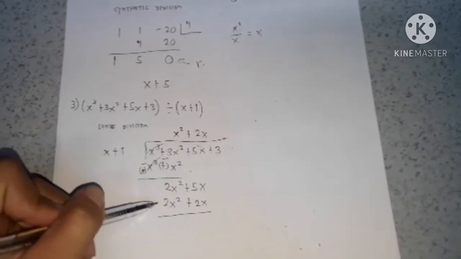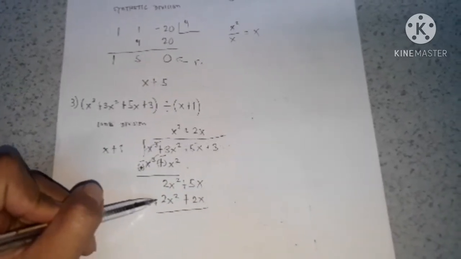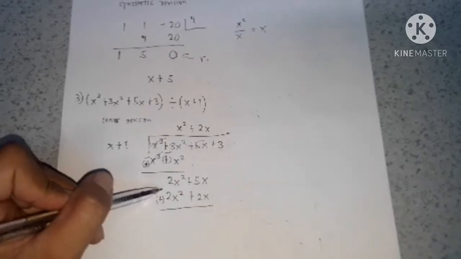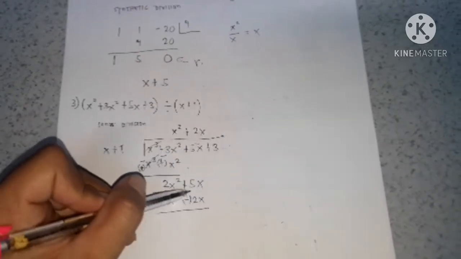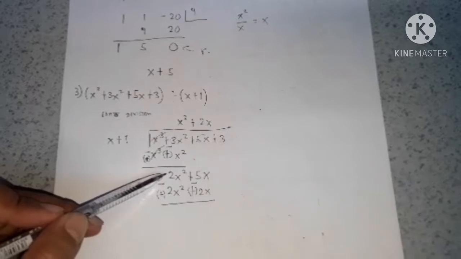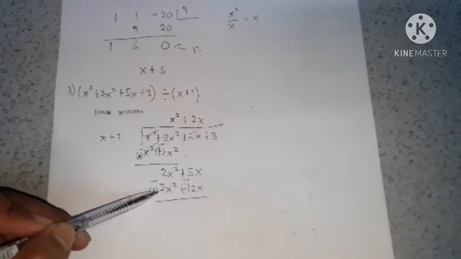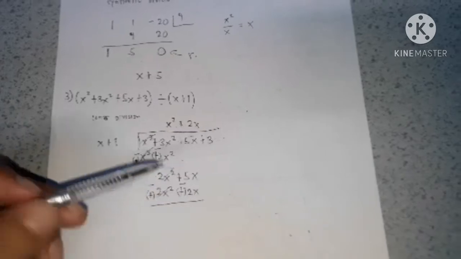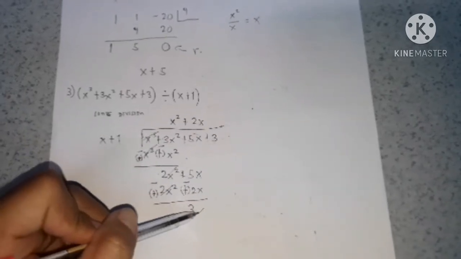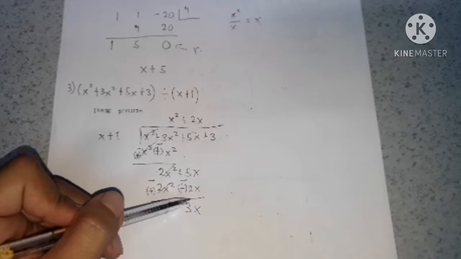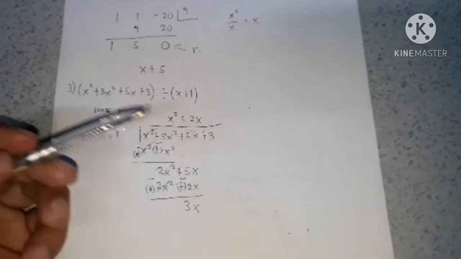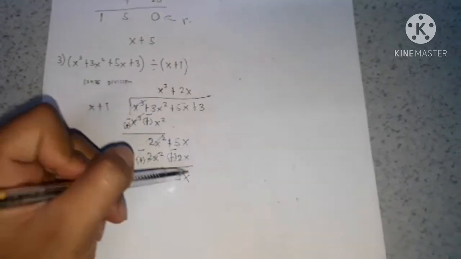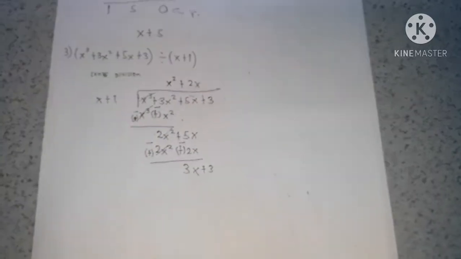So, changing the signs. Again, wala nakasulat. Ibig sabihin siya ay positive. From positive, magiging negative. So, positive 2x squared plus negative 2x squared, that is 0. And then 5x plus negative 2x, that is positive 3x. Para siyang 5x minus 2x. And then bring down the constant term, which is positive 3.